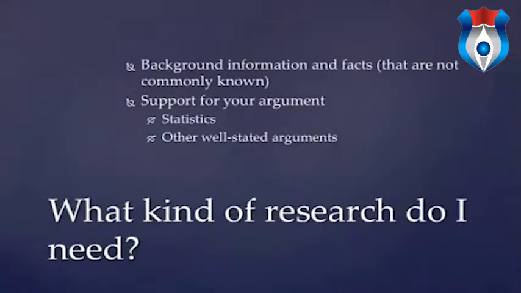Now, you might be thinking, what kind of research do I need? Well, I think there are mainly two different kinds you might need. The first is background information and facts. When you're writing about a topic, you need to explain that topic to us at first. Tell us what the issues are. Explain anything that we need to know to understand your paper.